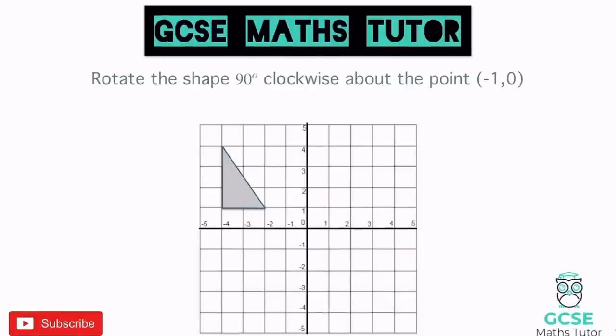Okay, so rotate the shape 90 degrees clockwise about the point -1, 0. So first thing to do is obviously to locate that point, which is -1 across, not up and down, so -1, 0 is just there.